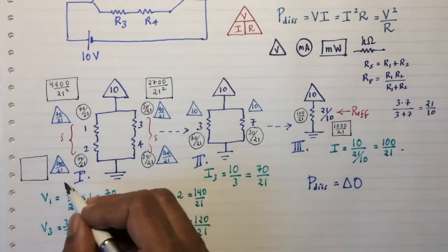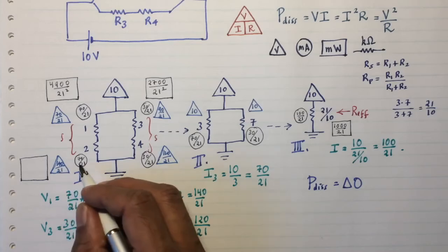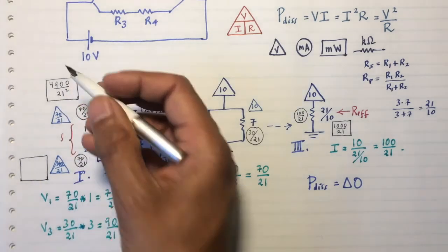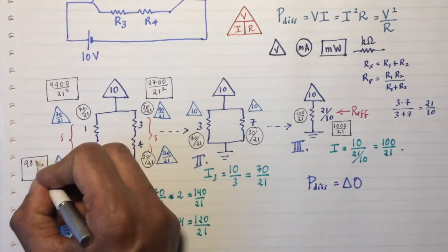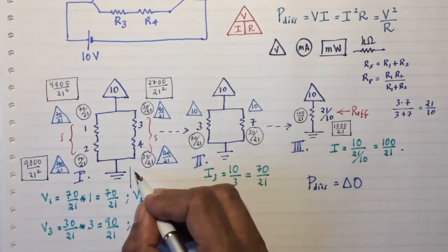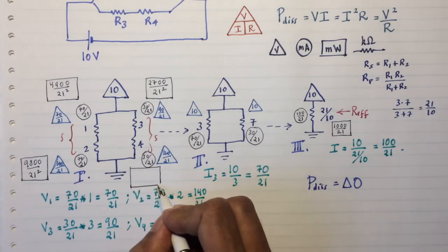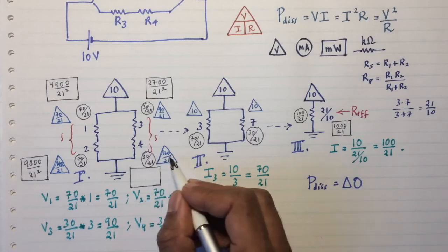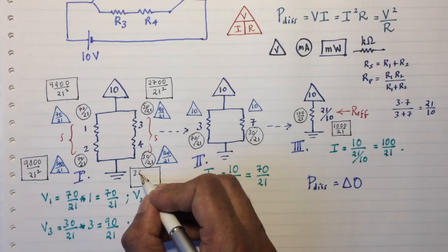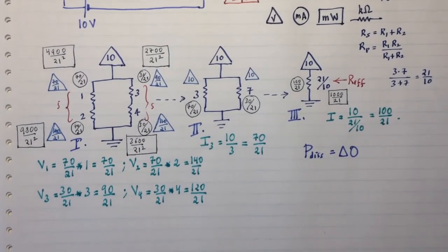All right. Now 70 times 70 is 4900, but 70 times 140 is 4900 times 2. Okay, so that's 9800 over 21 squared. And lastly, I have 30 times 120. 12 times 3 is 36. So that's going to be 3600 over 21 squared. So in principle, I have analyzed the circuit.